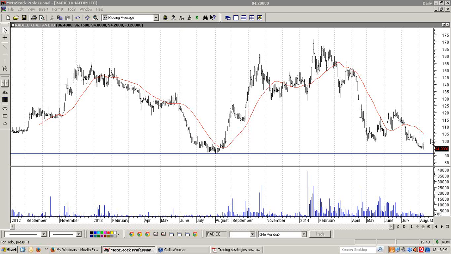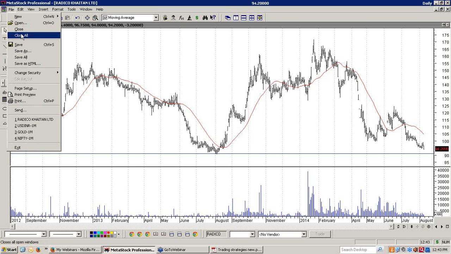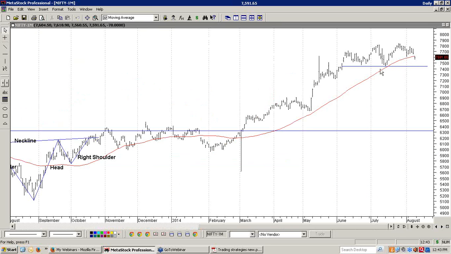Okay, SBI and Unitech are the other stocks which are being asked. Let me open that particular stock if I can.